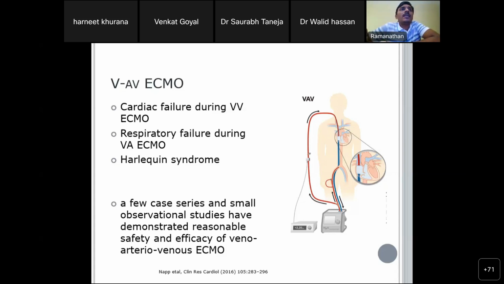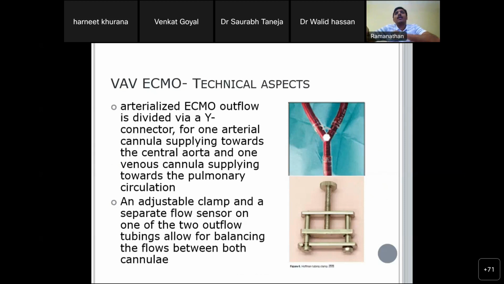Now, let's go back to VAV ECMO and talk more about it, the technical aspects of veno-arteriovenous ECMO. We know blood is drained out of the vein and it goes back to the artery and the vein when it is returned. So, to facilitate that, you need a Y connector. The arterial cannula gets connected to one limb of this Y connector and the venous cannula gets connected to the other limb, and this is oxygenated blood that goes through this cannula.